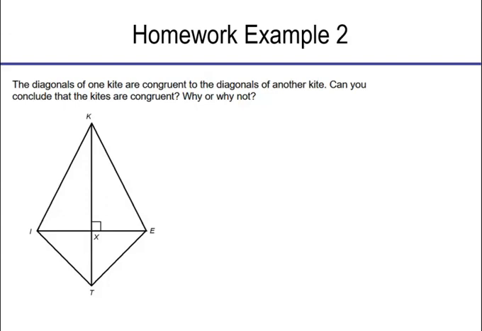Now, this is straight out of the homework. It says the diagonals of one kite are congruent to the diagonals of another kite. Okay, so what they're saying here is this diagonal on another kite is the same length, and this diagonal on another kite is the same length. From that information, can you conclude that the kites are congruent? Why or why not? Now, I'm not going to give you all the details here, but it's something I want you to think about. I thought enough about it that maybe we should talk about it together.